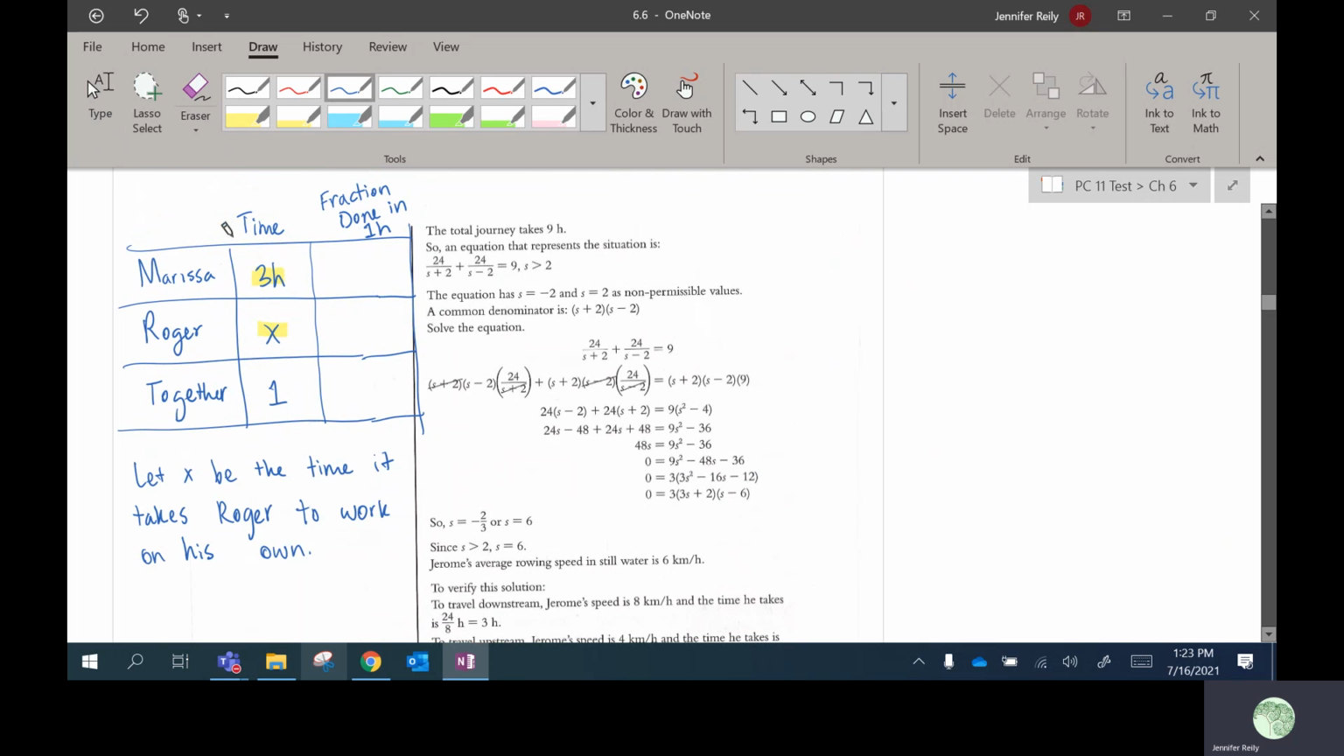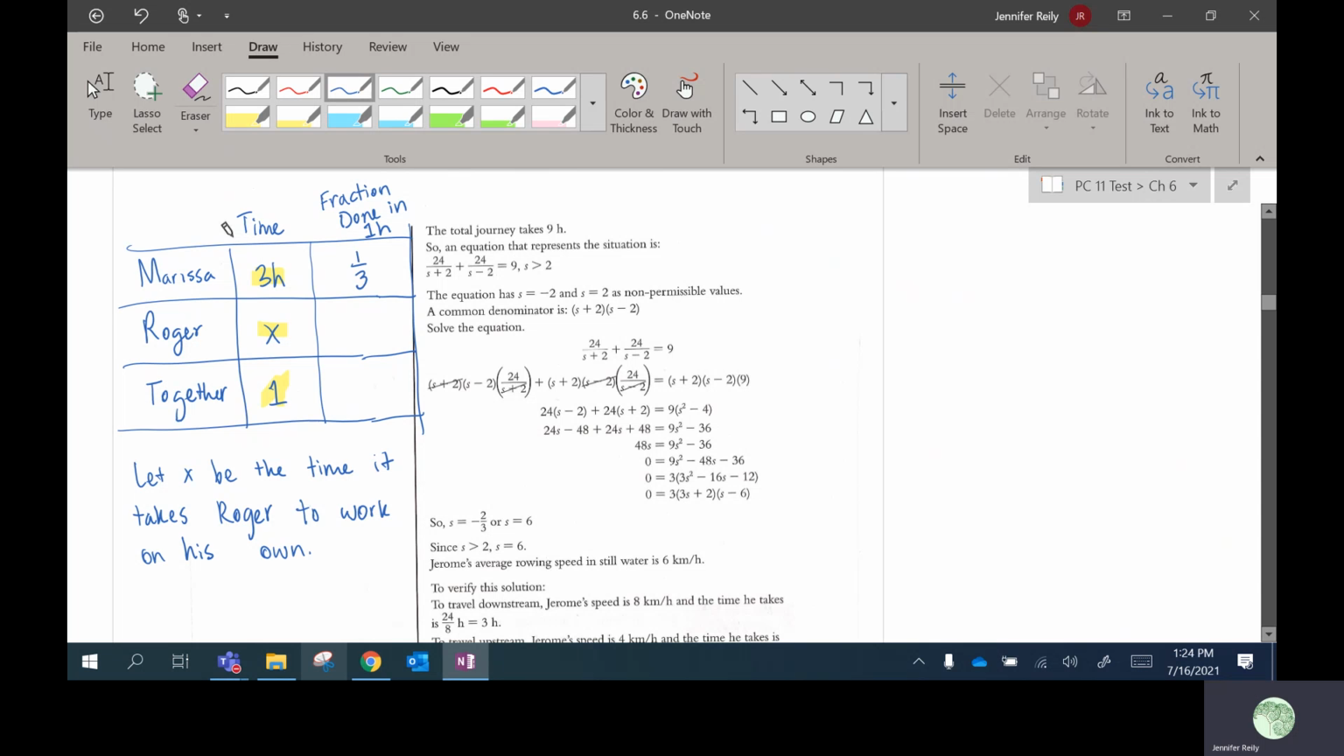Okay, now, for work problems, you always want to set it up like this. You put the times it takes to do the full job, and then let's write down what fraction they would complete if they only work for 1 unit of time. So for Marissa, if she works for just 1 hour, because the whole thing would take her 3 hours, she would do 1/3 of the job in 1 hour.